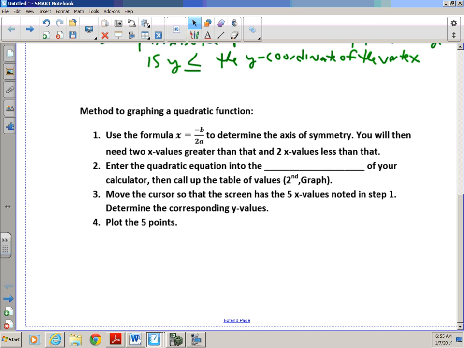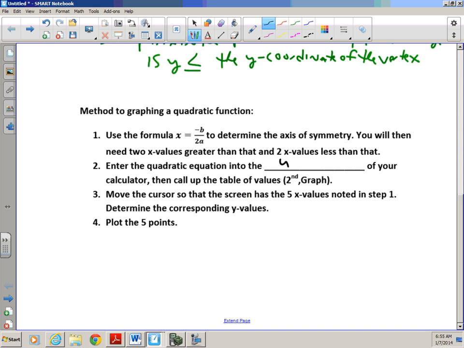Then what we're going to do is enter the quadratic equation into the y equals section of your calculator, then call up the table of values. We're going to move the cursor so that our screen has the 5 values noted in step 1 to determine the corresponding values, and then we're going to plot the points. All right, so let's go through some examples here.